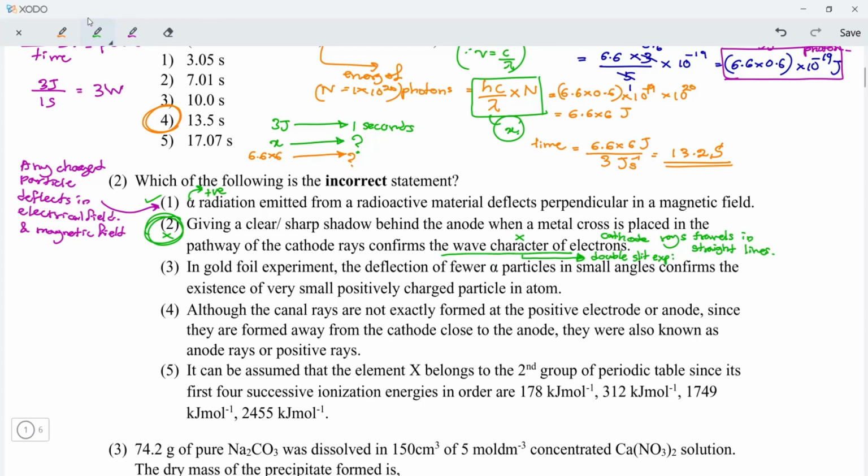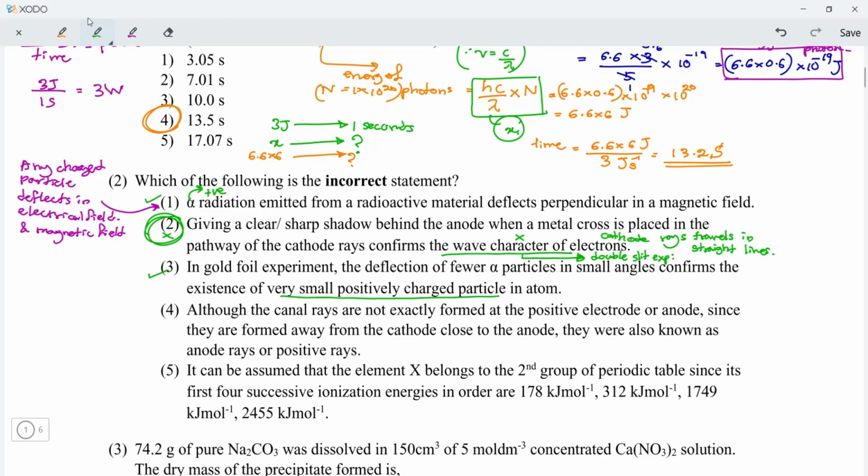Most of those alpha particles will go through without any problem because the space of the atom is mostly empty, and only very few particles will bend, changing their pathway because of the positive repulsion exerted from the nucleus. Very few particles will bounce back because they hit directly on the nucleus. So this third statement is correct. It is telling you that fewer alpha particles are bending in small angles due to the existence of a small positive charged particle. That is very correct, and you can say repulsion from this.